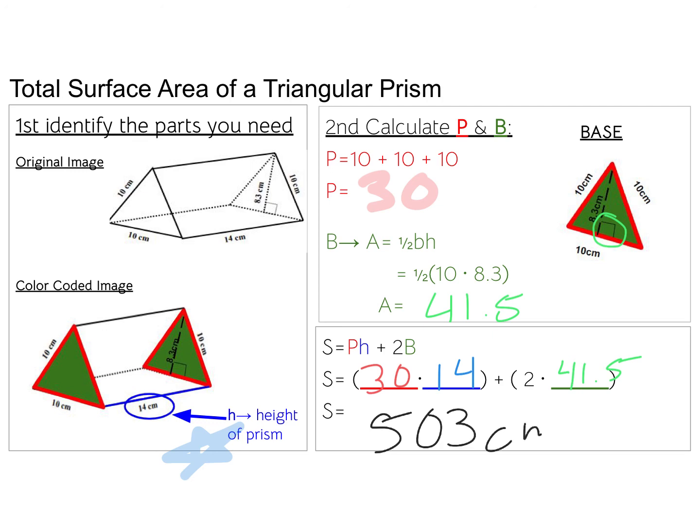503 square centimeters. Make sure you write the information and examples down in your notes.